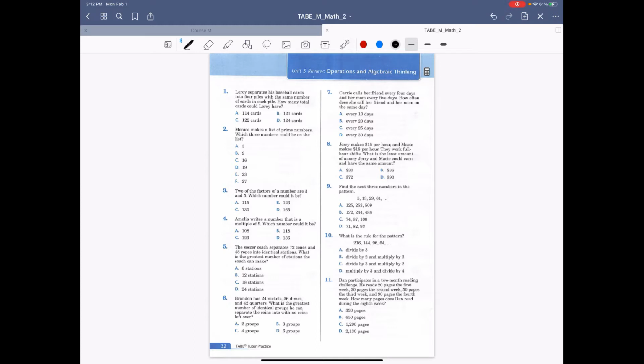In this video, we are looking at the Unit 5 review. This is on page 32 of your math workbook. And you can use a calculator on this one, which is a good thing. Number 1.